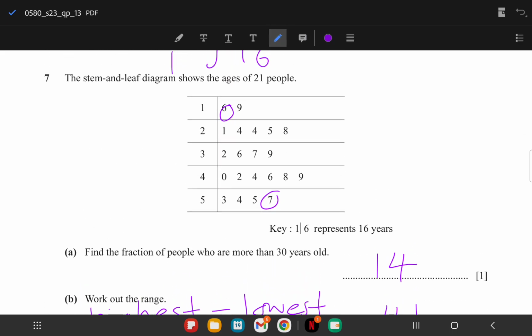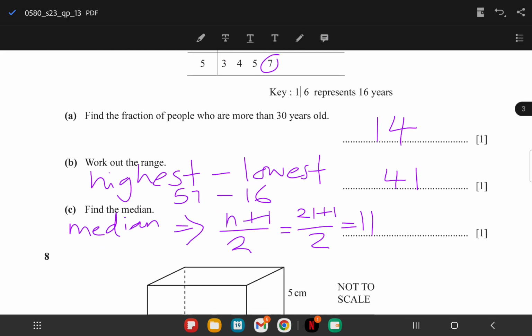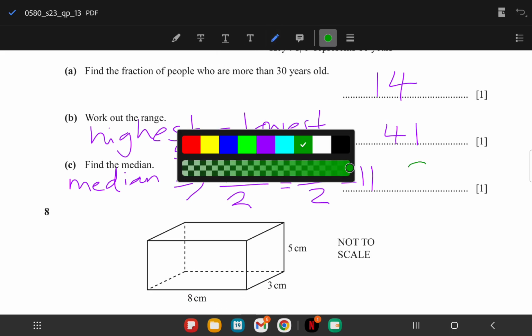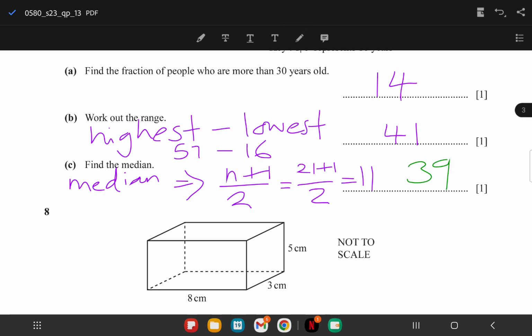So we start counting from the top. 1, 2, 3, 4, 5, 6, 7, 8, 9, 10, 11. Okay, so our median is actually 39 because it lies at 3 and 9. I'm just going to change the color for that one just so that we know that that is our obvious answer.